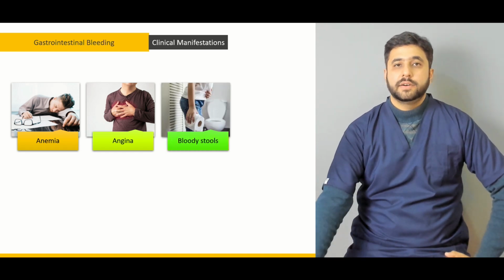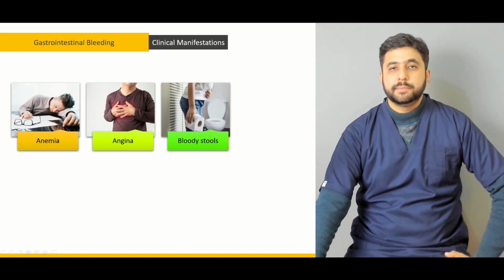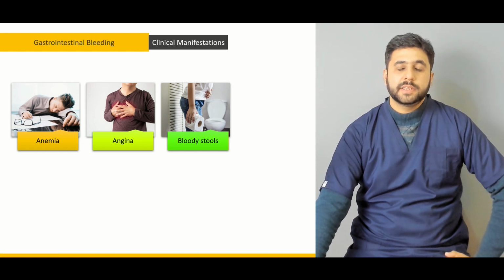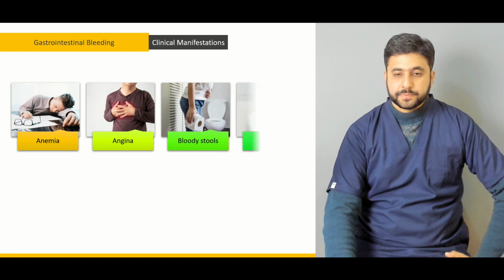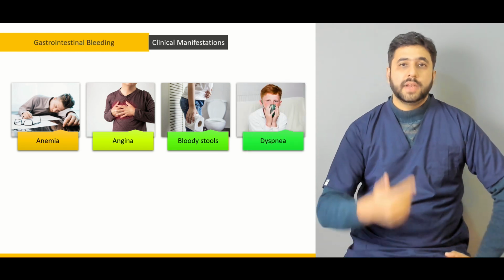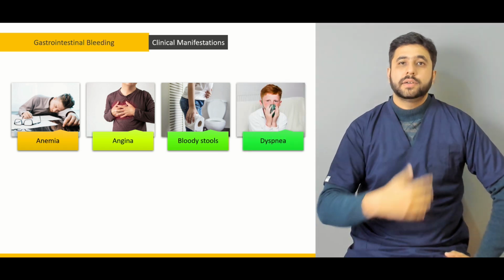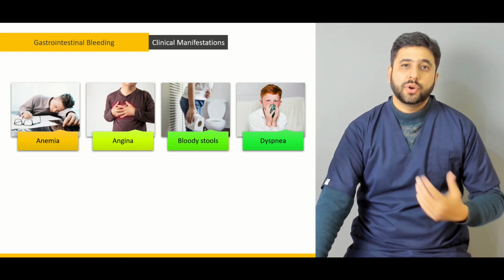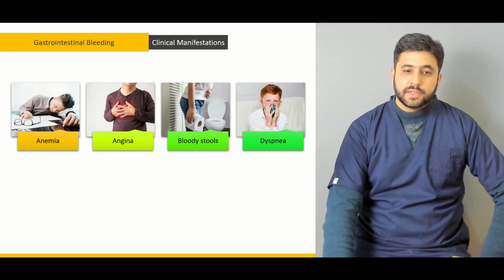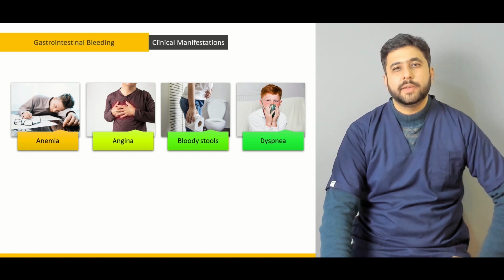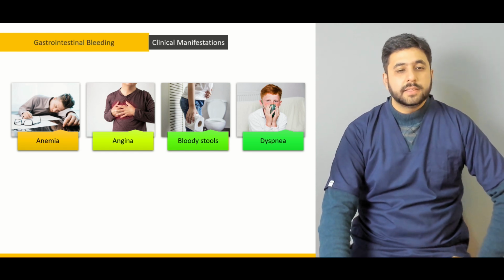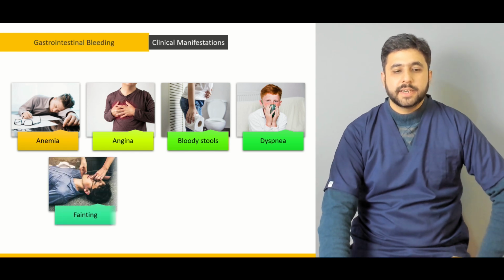If there is visible or overt bleeding, then there are bloody stools. It might be in the form of melena if there is an upper GI bleed, or it might be hematochezia in case of a lower GI bleed. There will also be dyspnea because of the lack of hemoglobin to transport oxygen. So these are the classic signs and symptoms of anyone who has bleeding, or who is in hypovolemia: anemia, angina, dyspnea, fainting.